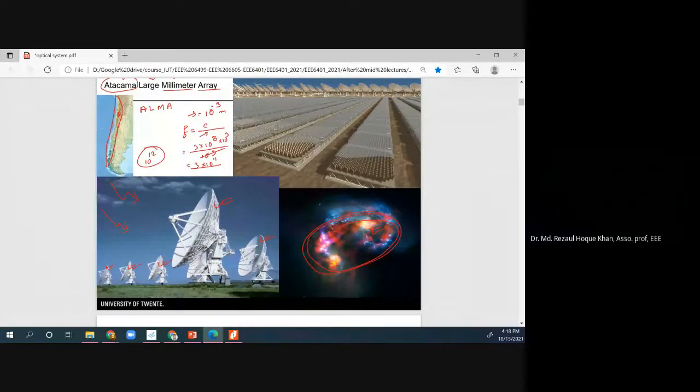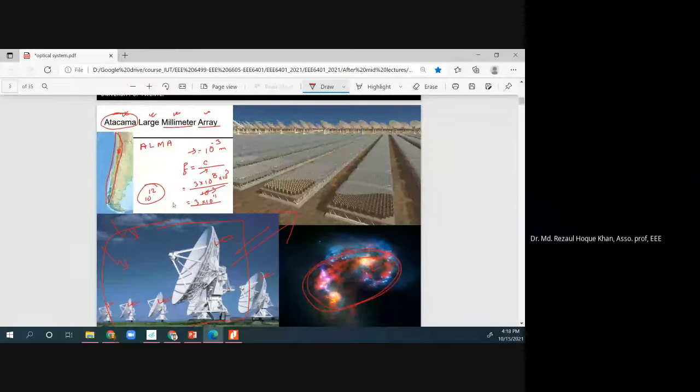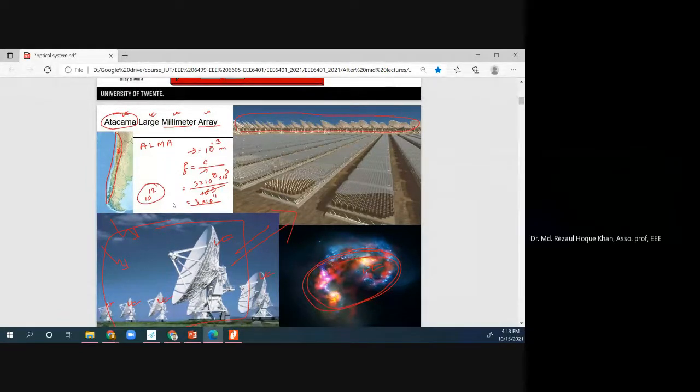This is actually the picture from outer galaxies, based on the radio signal. Here you see this system, this one is totally an RF system. This whole system can be converted to an optical system. You see, these are the dish antennas. Lots of antennas, they will receive the signal.